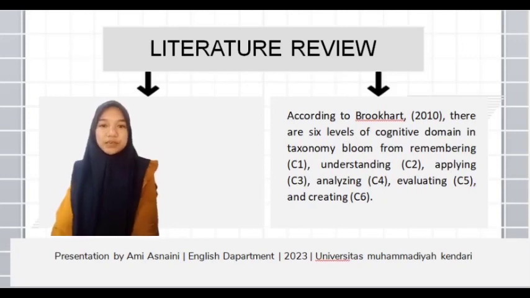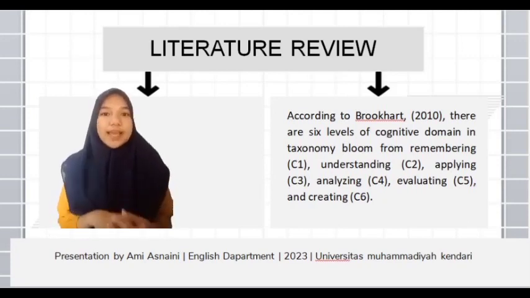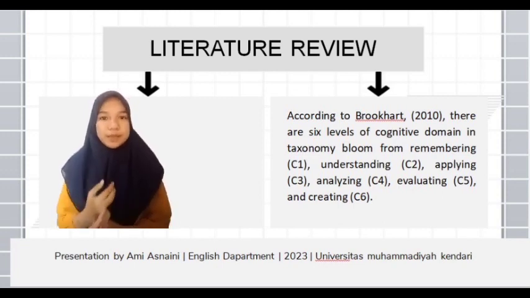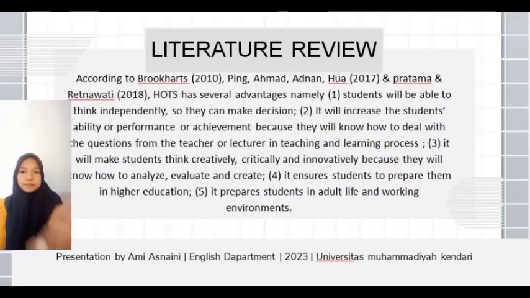Second chapter, literature review. According to Burkhardt, 2010, there are 6 levels of cognitive domain in Bloom's taxonomy. They are remembering, understanding, applying, analyzing, evaluating, and the last is creating. Some research also argues HOTS has several advantages, namely, first, students will be able to think independently so they can make decisions. Second, it will increase the student's ability, performance, or achievement because they will know how to deal with the questions from the teacher or lecturer in the teaching and learning process.